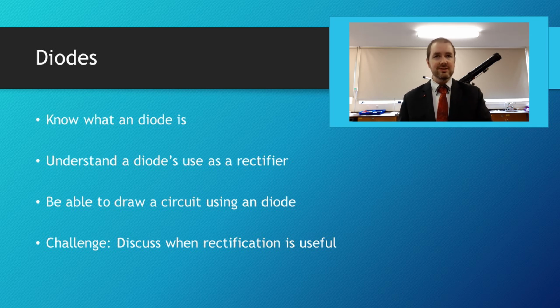The next thing we're going to look at is a diode, and we're going to know what a diode is today. We're going to understand how a diode can be used as a rectifier in certain circuits. And you should be able to again draw a circuit using a diode.